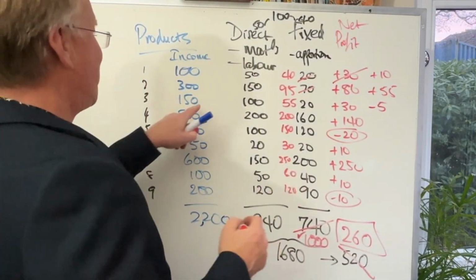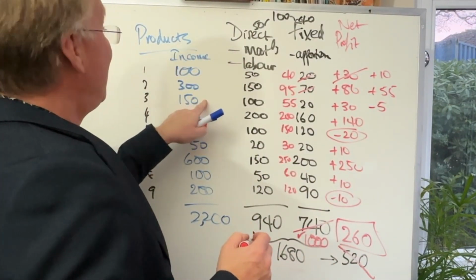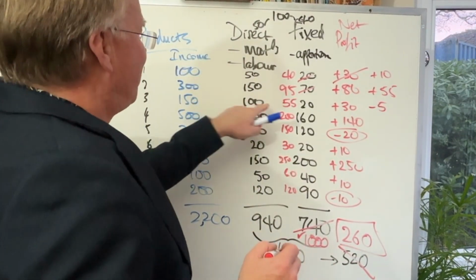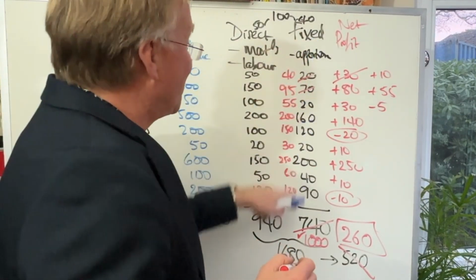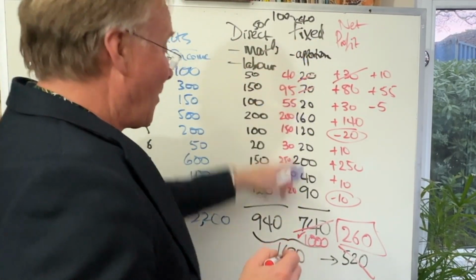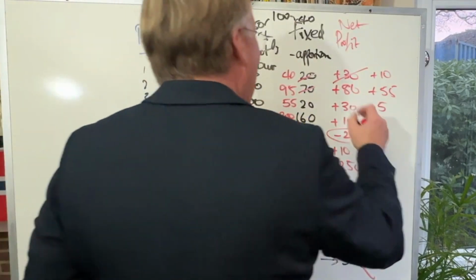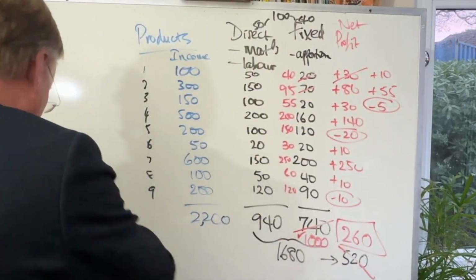The new numbers on my spreadsheet say I've got 150 coming in, 100 goes out on that, and another 55 goes out on my apportionment of fixed costs now. Had to go up to get the total correct. So that one has now become a problem.